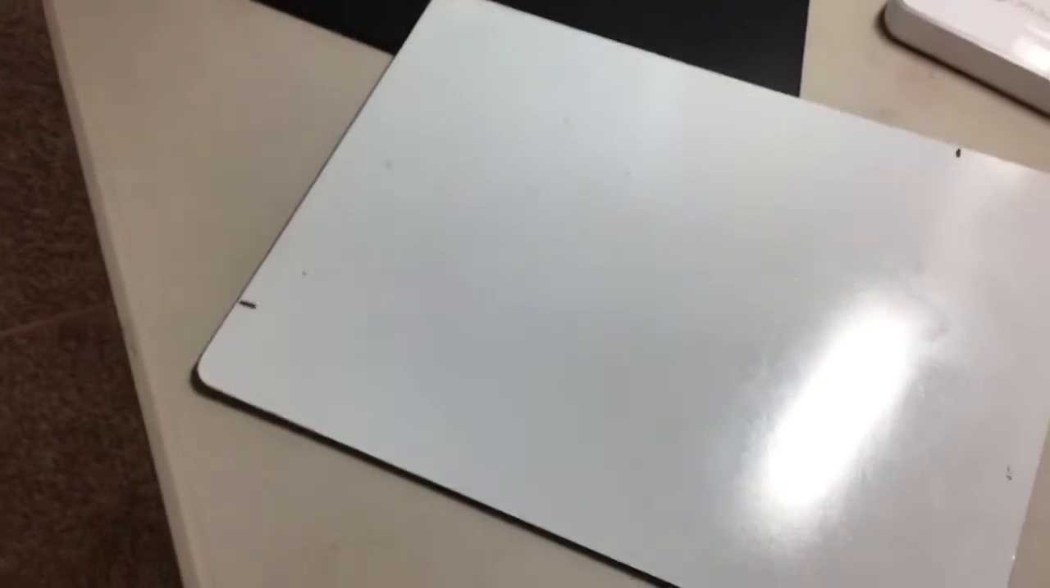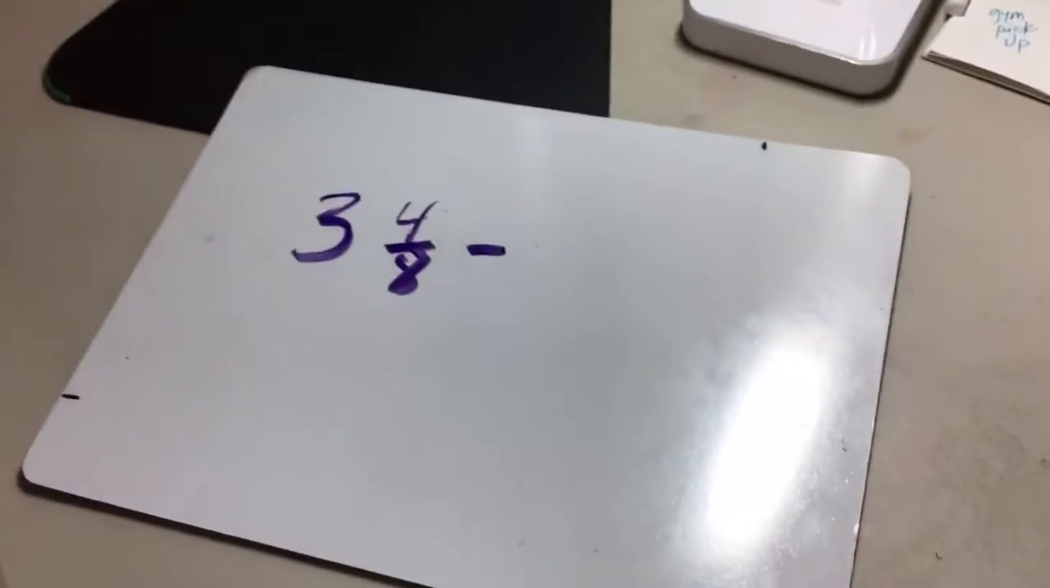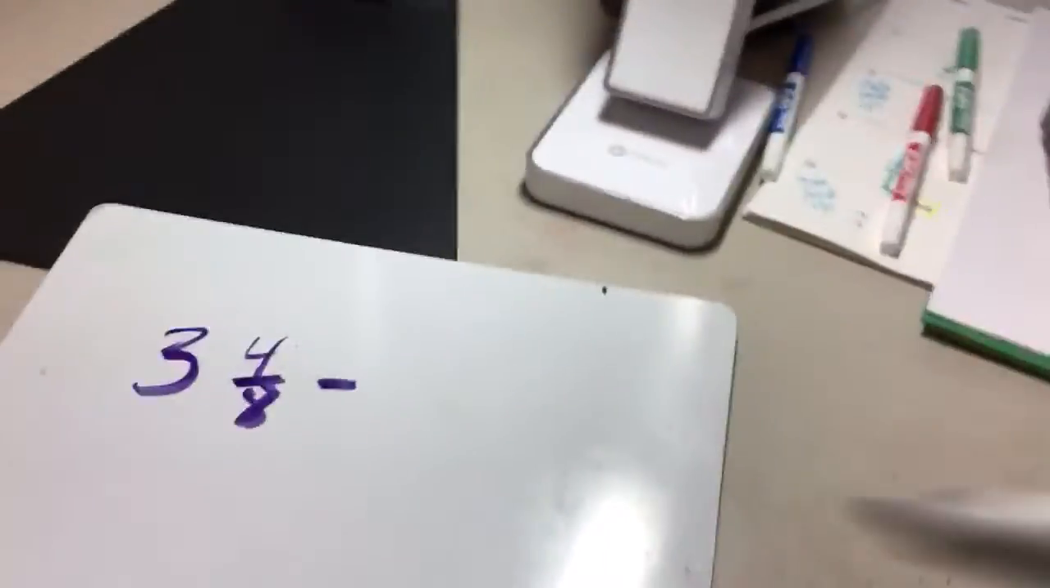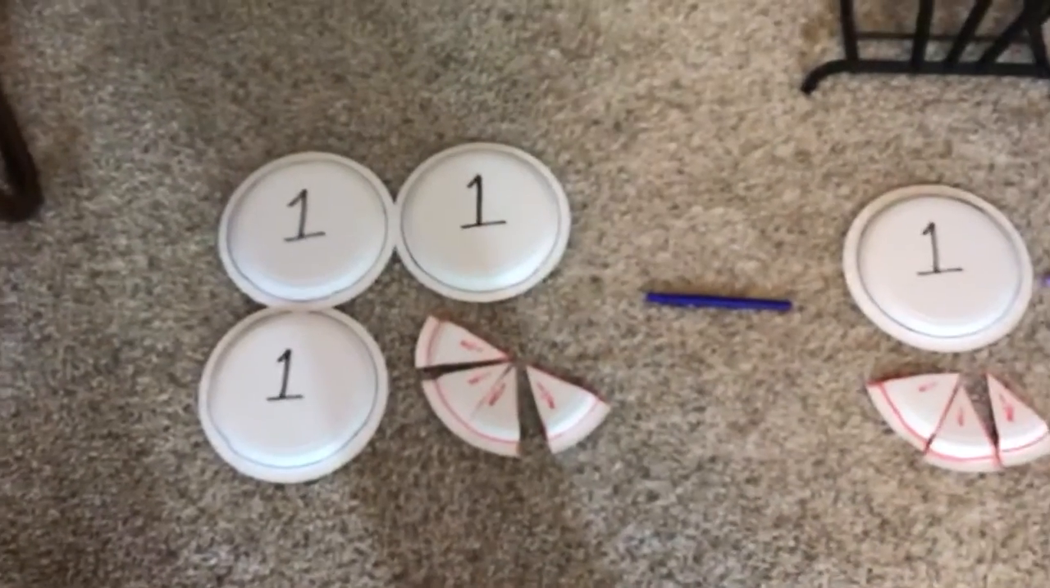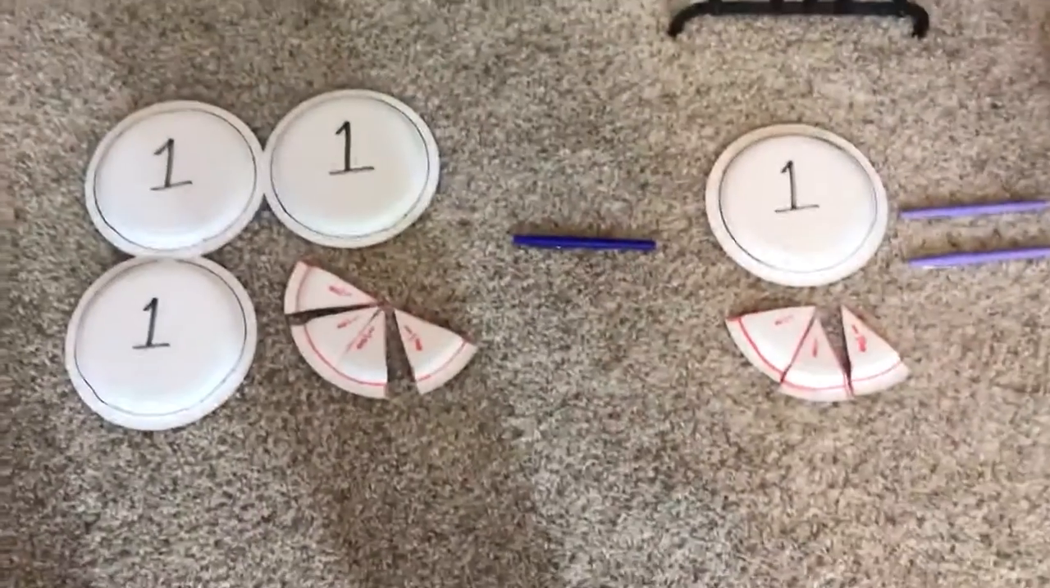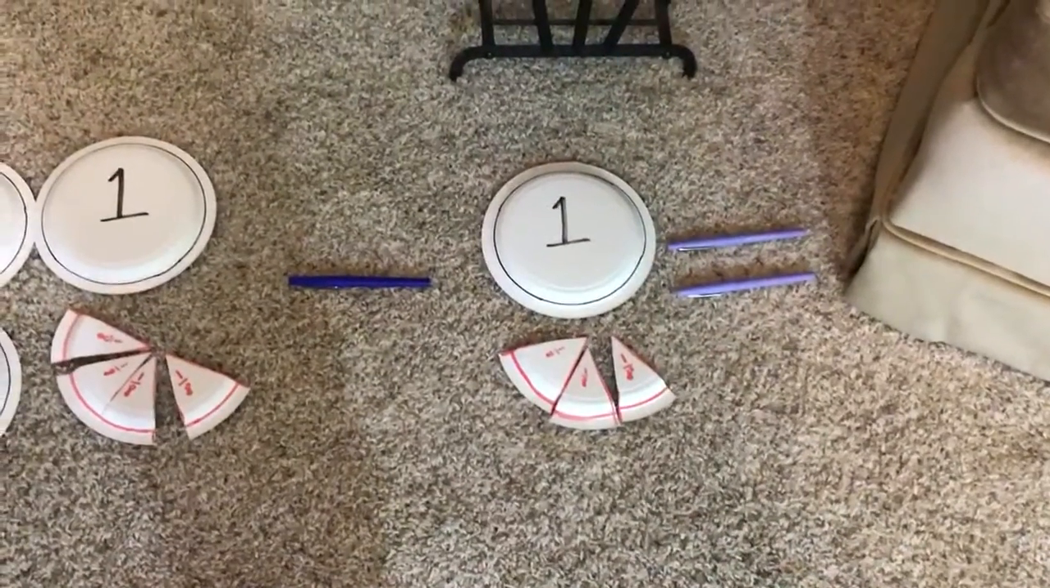All right, so we are going to work on our adding and subtracting fractions. I have a little example I'd like to do for you first. I have the fraction 3 and 4/8. I'm going to write that down. 3 and 4/8, and I'm going to subtract 1 and 3/8. There's my little subtraction sign, 1 and 3/8.